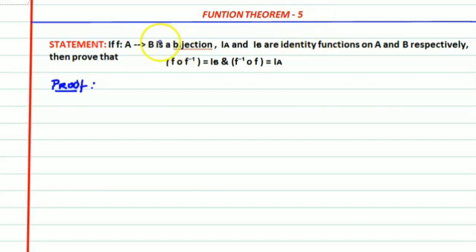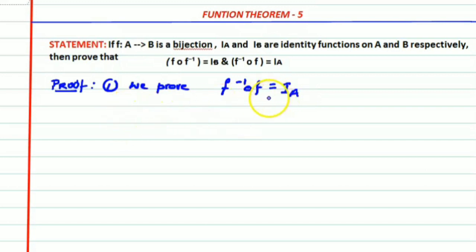Theorem number 5. Statement: if f maps A to B is a bijection, and I_A and I_B are identity functions on A and B respectively, then prove that f circle f inverse is equal to I_B and f inverse circle f is equal to I_A. First, let us prove f inverse circle f is equal to I_A.